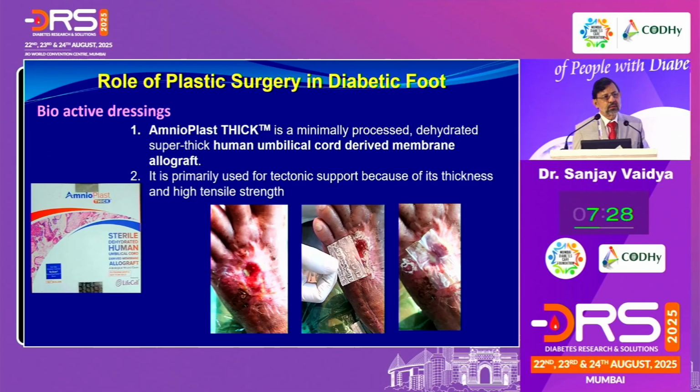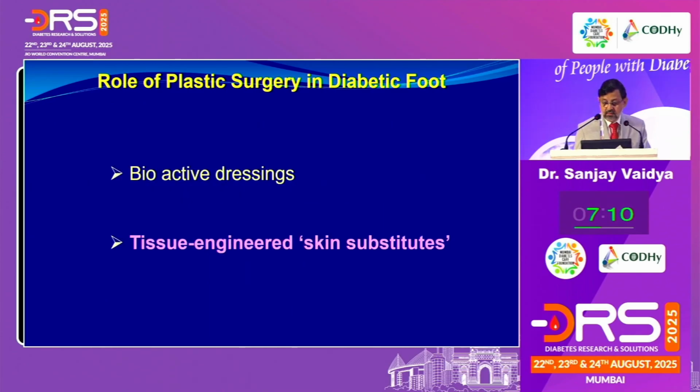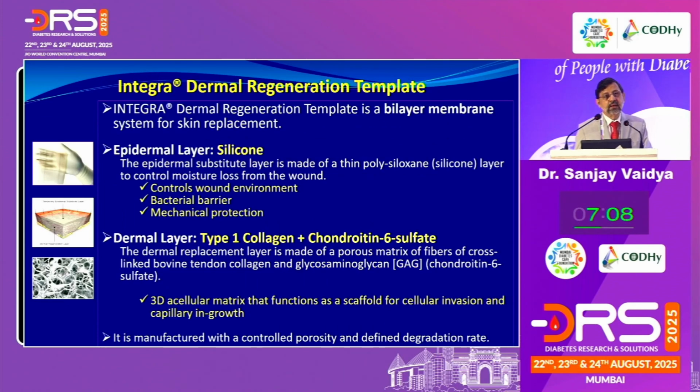Or you have areas where a small area of a tendon is exposed, then you can use what is known as a human umbilical cord derived membrane allograft, which is a little thicker version, which will help in the creeping of the granulation over the exposed tendons or bone, thereby obviating the necessity of putting a flap. Coming to tissue engineered skin substitutes, Integra was the first one to be launched in India. It is a dermal regeneration template, which again obviates the need for a flap.